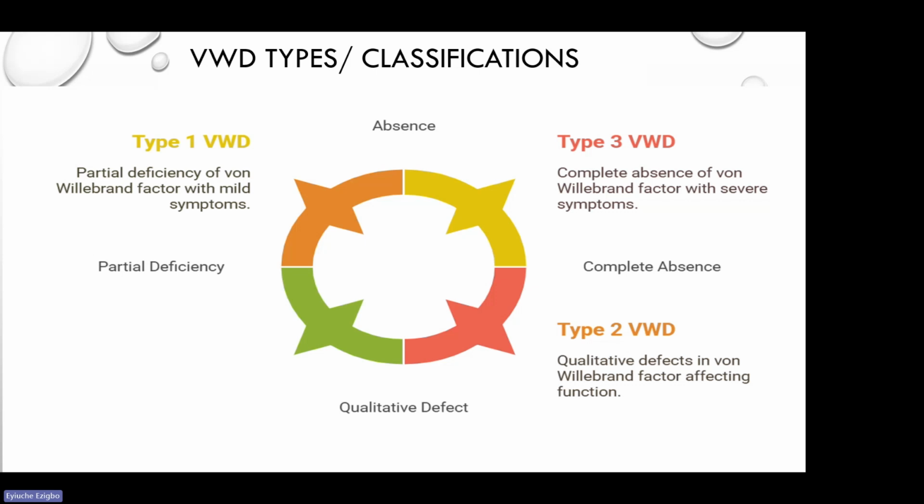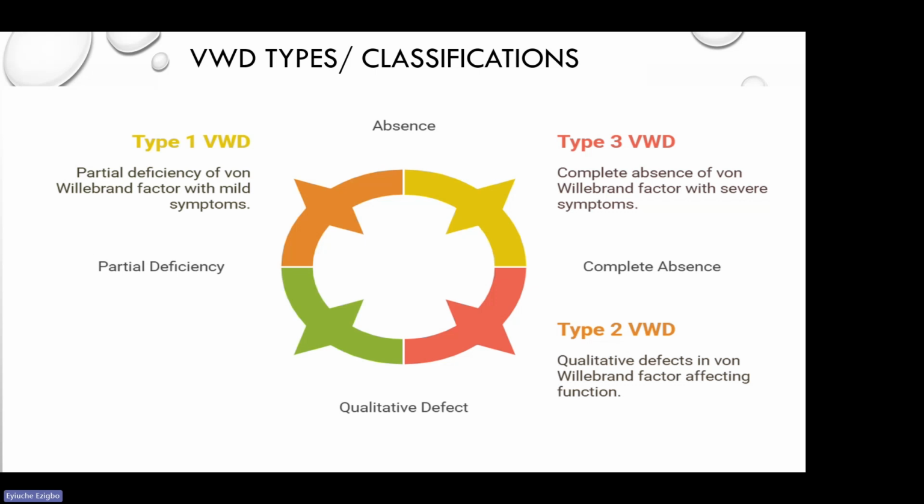Now, there are types of von Willebrand disease. We have a broader classification: the qualitative and the quantitative. The quantitative has to do with the amount, the plasma level, the quantity that is present. They are functionally normal, but the level is low. So we have the quantitative and the qualitative type of von Willebrand disease.